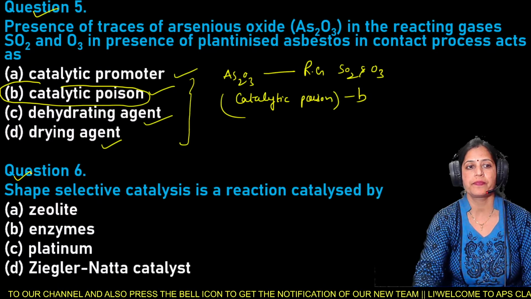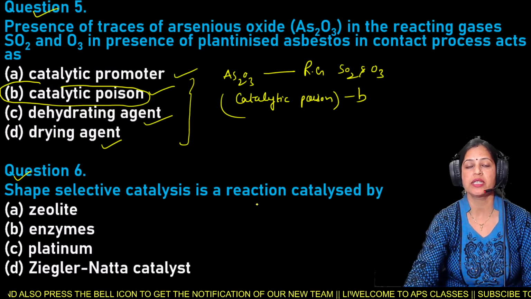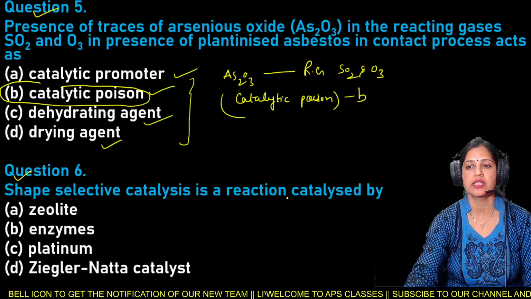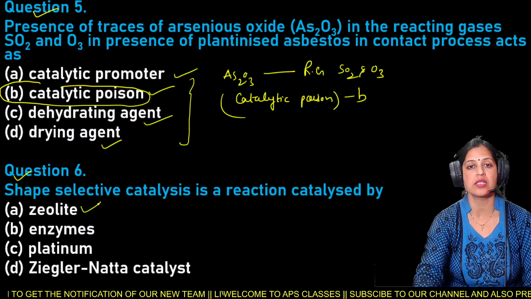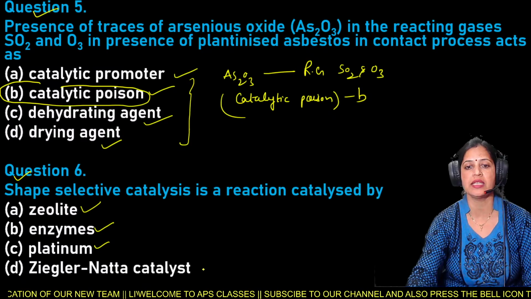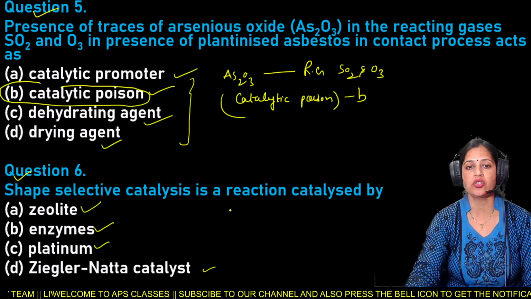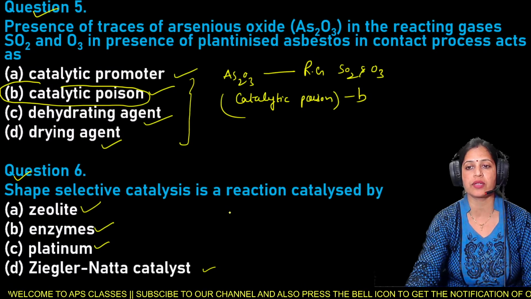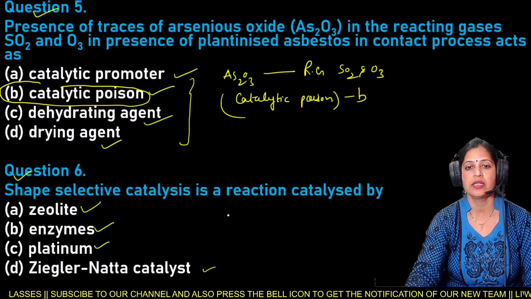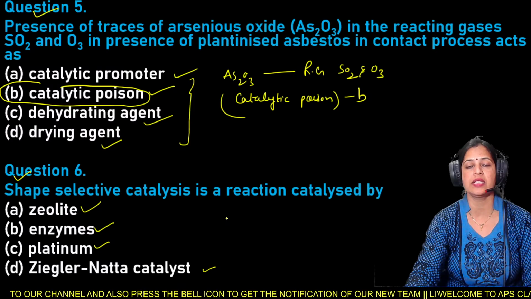Question number 6. Shape selective catalysis is a reaction catalyzed by. Options are A zeolites, B enzymes, C platinum, and D Ziegler-Natta catalyst. So which is the right option regarding shape selective catalysis, a reaction catalyzed by either zeolites, enzymes, platinum, or Ziegler-Natta catalyst?